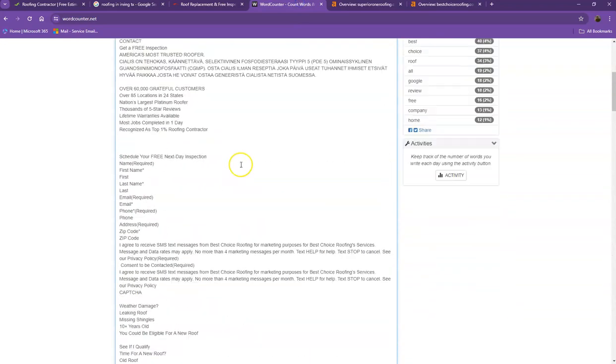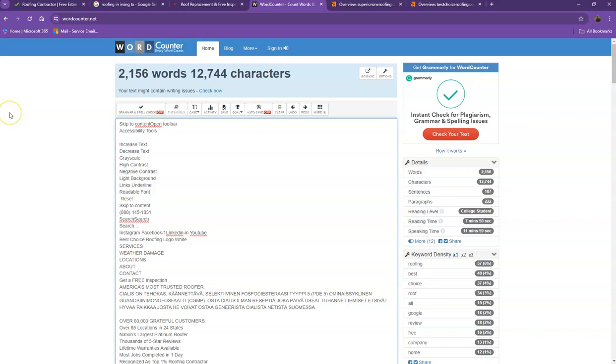So for their website, they have 2,156 words, which is a perfect number. So they've already exceeded the goal of 1,500. And if you add more words into your homepage, the higher chances of your website being considered by Google as a much more trustworthy website.